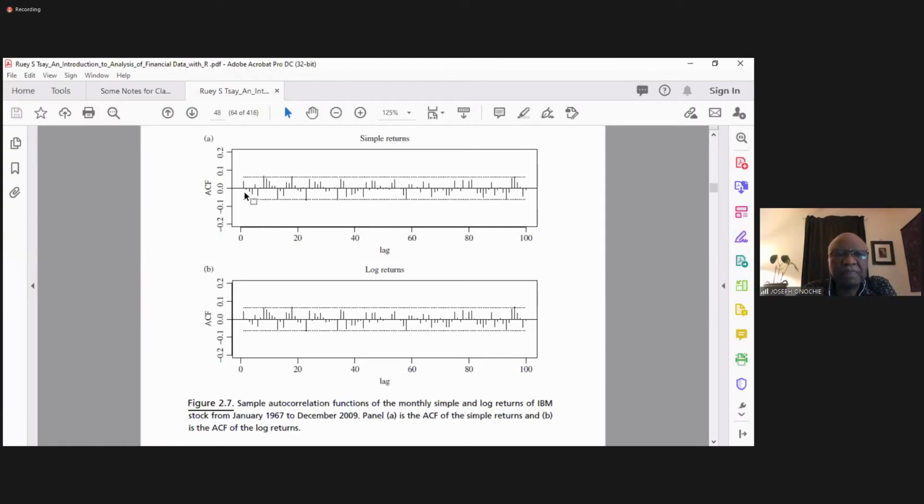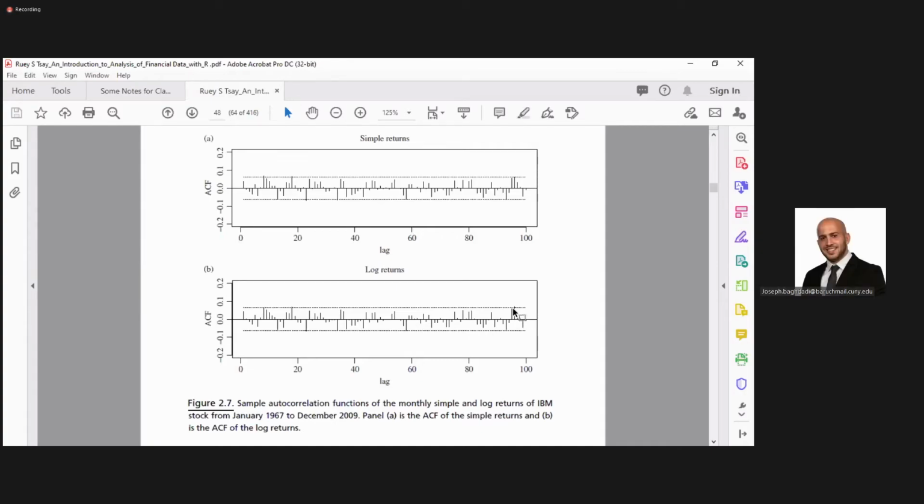But look at the simple returns, at all the autocorrelations. They fall within the confidence bands. So statistically, even though each of these numbers is not exactly 0, each of them is 0 at the 5% level of significance because they are within the bounds. So this is a white noise process. This one is also a white noise process, though a couple of them are a little over. Let's not split hairs here.